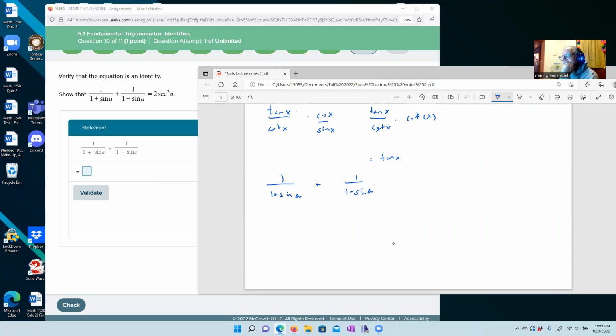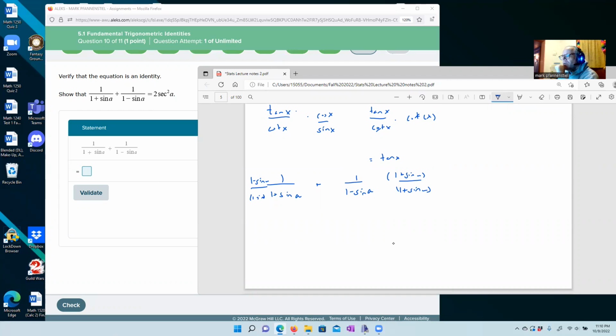Well, let's see what we got here. Why don't we cross multiply here, get common denominators? So why don't I do something like this? And I say 1 plus sine A over 1 plus sine A. And then over here, we'll say 1 minus sine A, and then over here, we'll do 1 minus sine A. Okay, so all I'm doing is multiplying each side of these by 1. They are probably not going to like this.